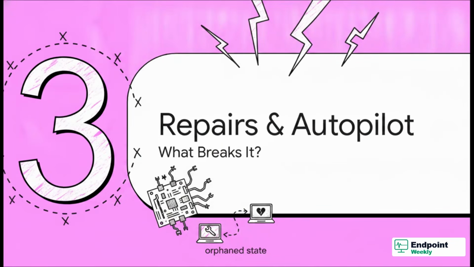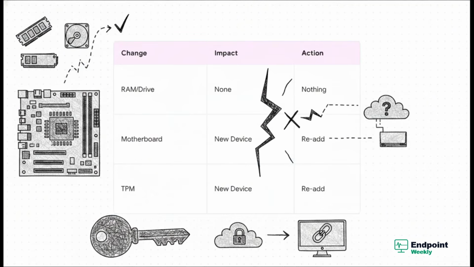All right, Section 3, which repairs break Autopilot? So Autopilot is actually pretty forgiving when it comes to minor hardware changes. Swapping out some bad RAM, dropping in a new battery, or even replacing the primary hard drive.